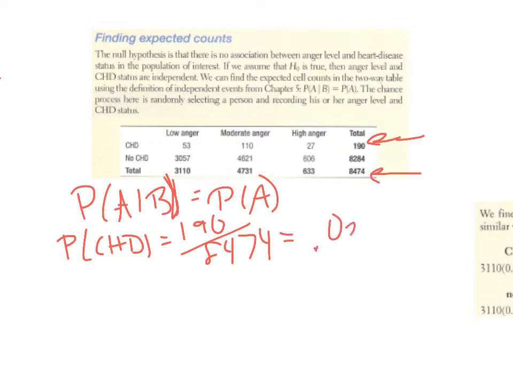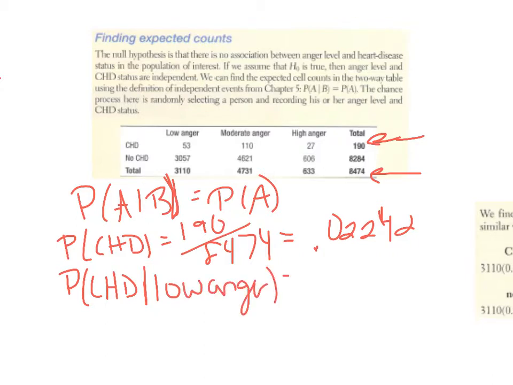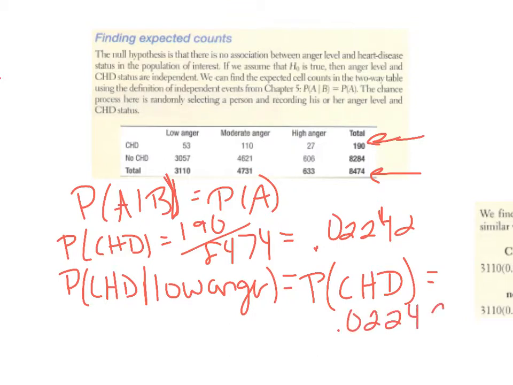So we get 0.02242. If we're basing this off of our null hypothesis, then that would mean that the probability of having coronary heart disease, given that they have low anger, is the same as the probability of having coronary heart disease if they are independent, which would be 0.02242. Okay, so that's how we would go ahead and find our expecteds.